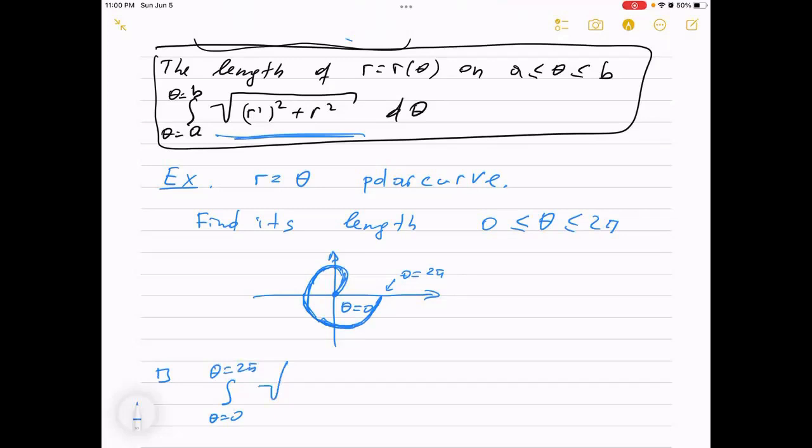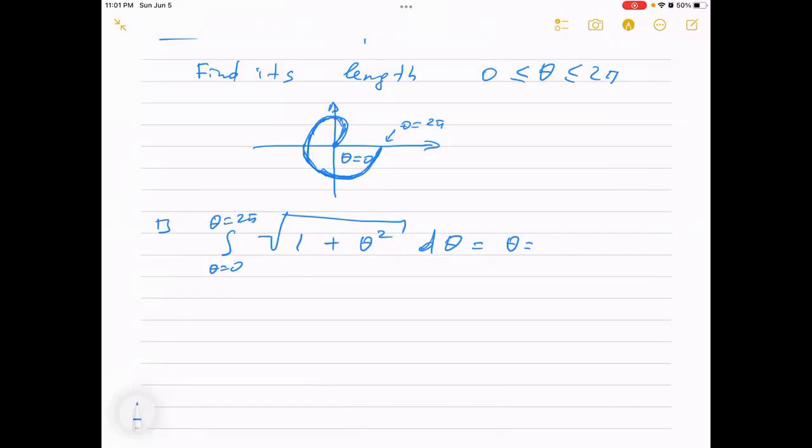The derivative of theta is just 1. Then r squared will be theta squared. So we have to do a trig substitution. We look at the expression and we know we have to do a trig substitution. The substitution will be theta equals tangent phi. Then d theta becomes secant squared phi d phi, and the square root of 1 plus theta squared becomes secant phi.